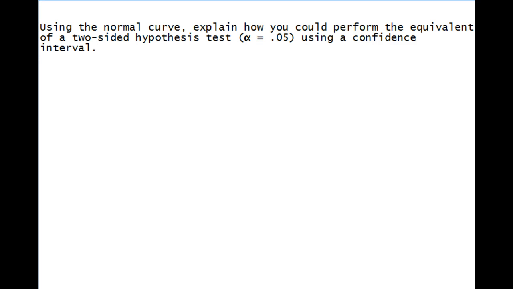In this essay question, we're going to use the normal curve and we're going to perform the equivalent of a two-sided hypothesis test when our alpha is 0.05 using a confidence interval. Seems crazy. Here's how we're going to do this. We want to do a two-sided hypothesis test. So let's imagine that we have our normal curve.